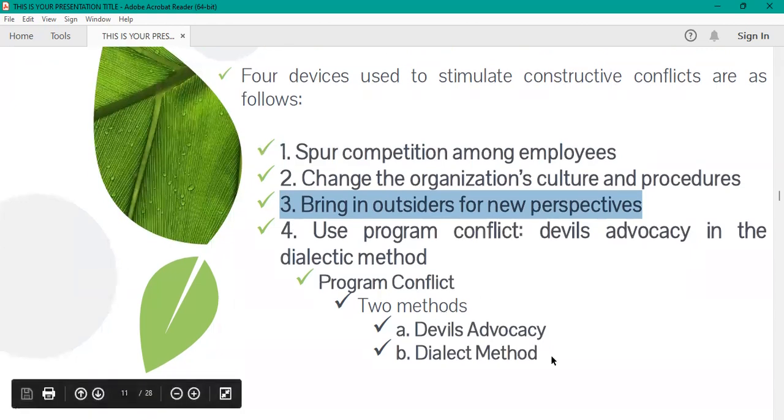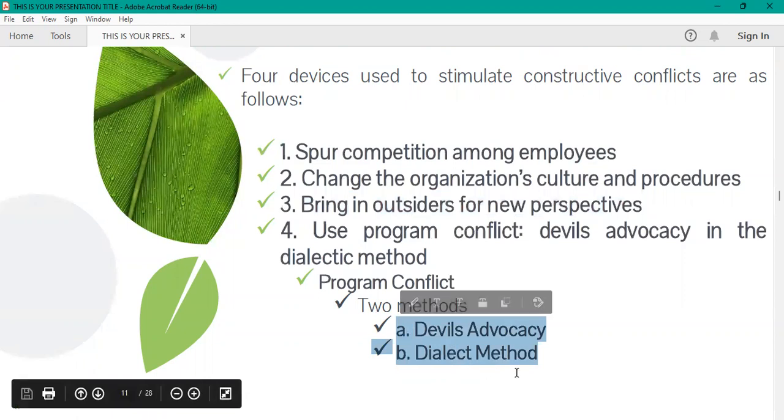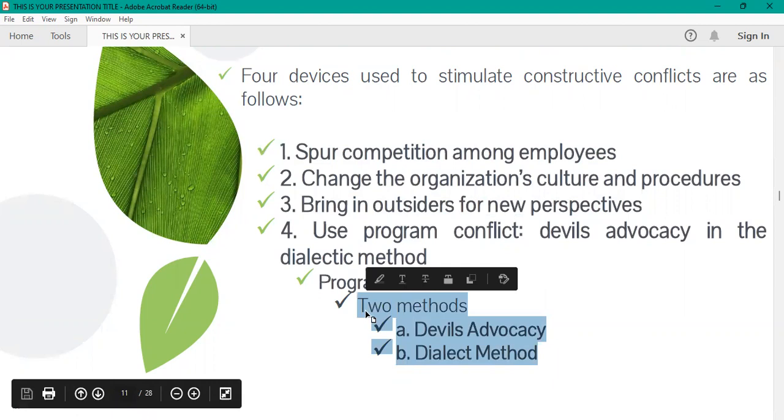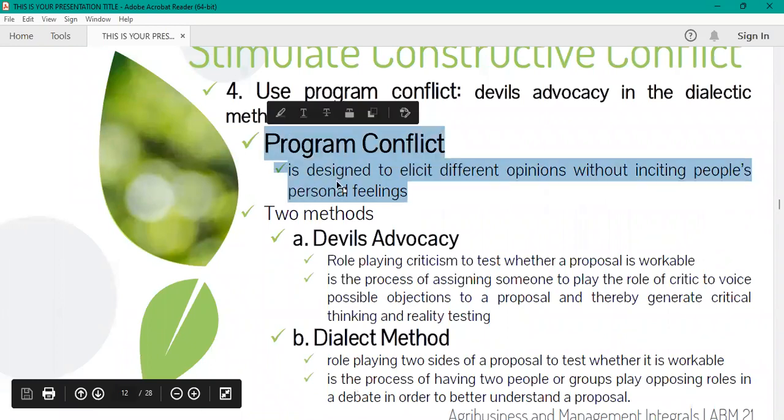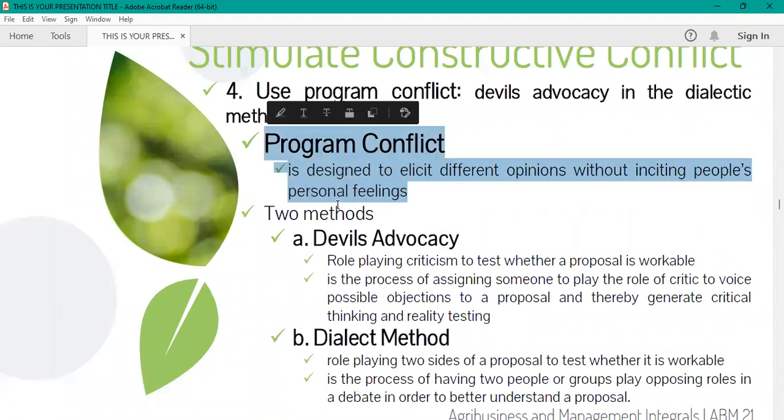So we have two methods. We have problem solving, which is actually designed to surface different opinions without inciting bad feelings. Programmed conflict is where you ask for opinions, and you take time to take these observations into account. That is programmed conflict. So we have two methods here.